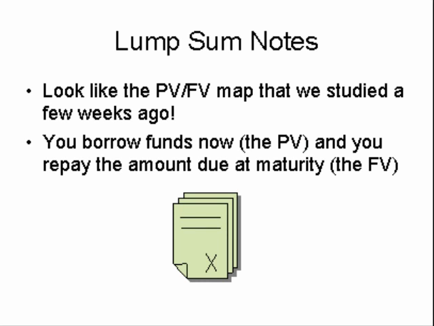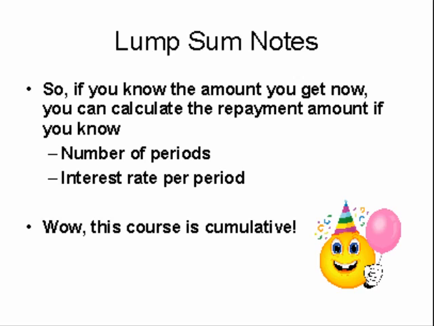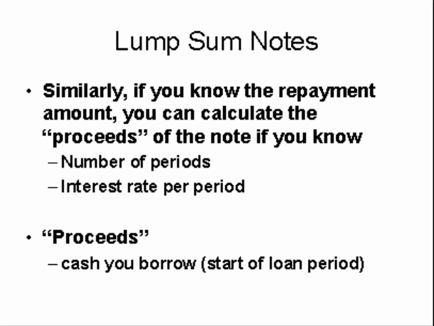The only thing that happens is that interest grows. This looks a lot like problems we've already solved. You know the borrowed funds now, present value, repayment amount, future value, and nothing in between but interest. So if you know the amount you're going to get now, you can calculate the repayment amount. I don't have to tell you that, as long as you know the number of periods and the rate per period. How do you do that? You can go to the future value of a dollar table and calculate the future value.